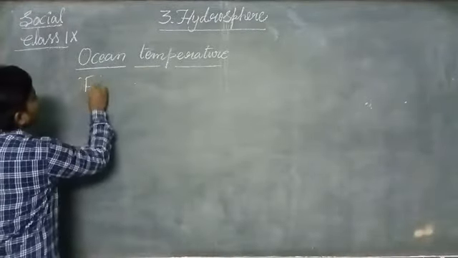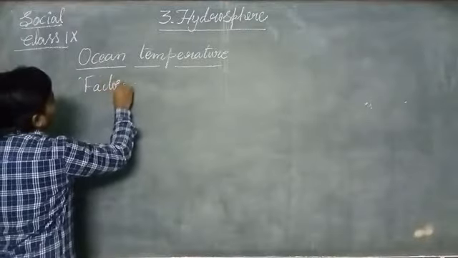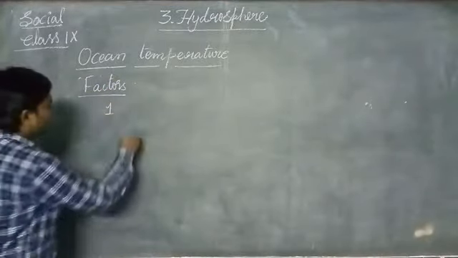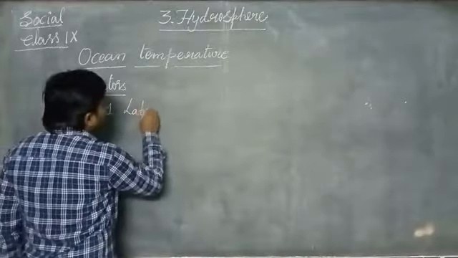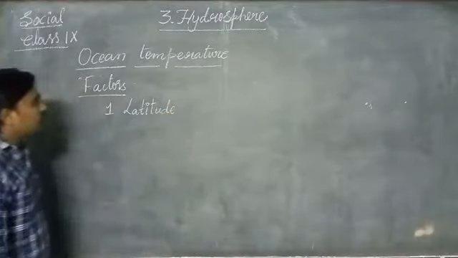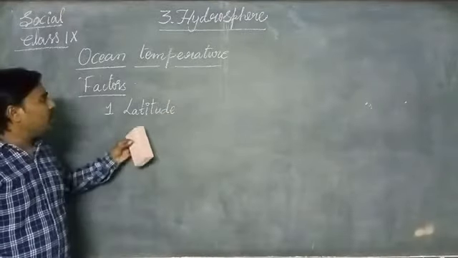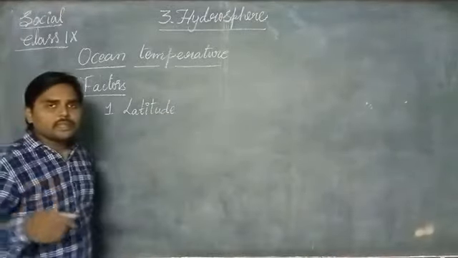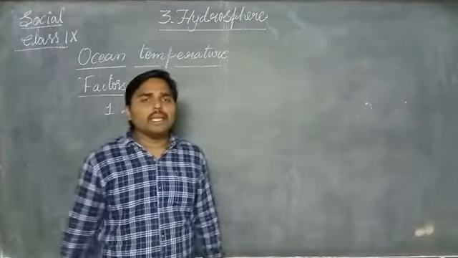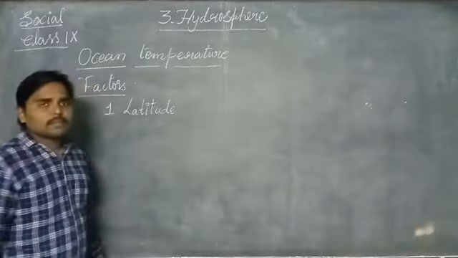Factors. The first and prime factor is latitude. If the value of the latitude increases, the temperature of oceans decreases.